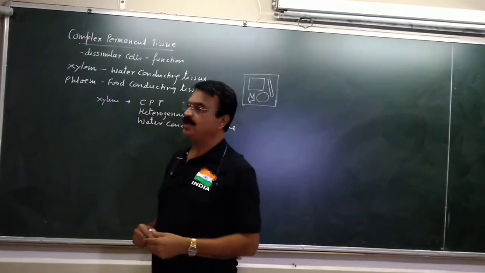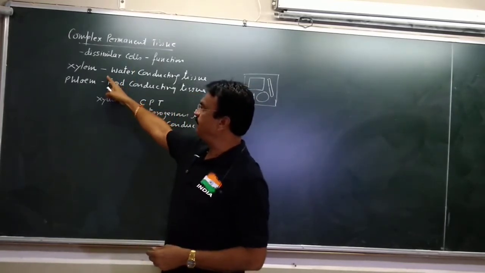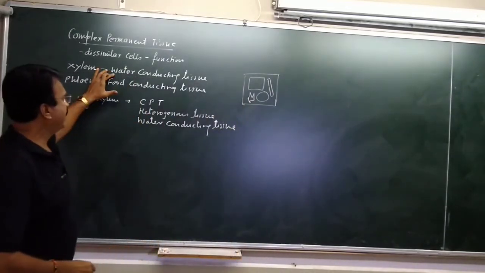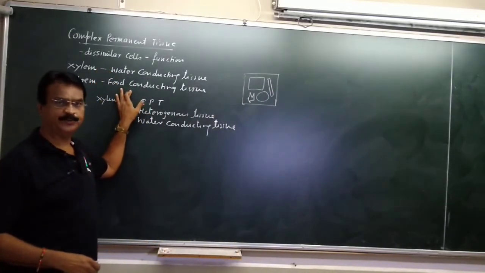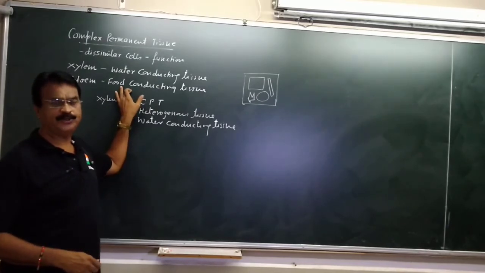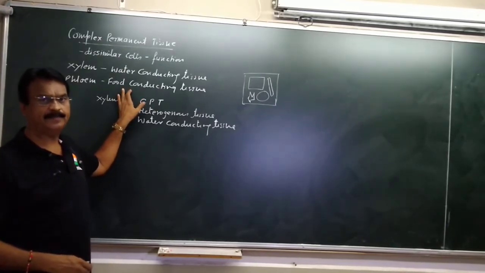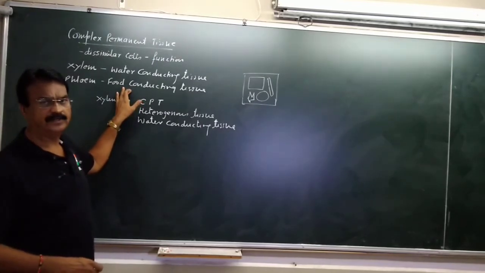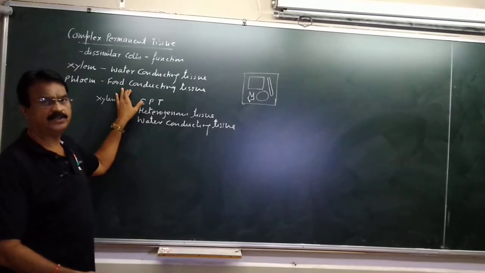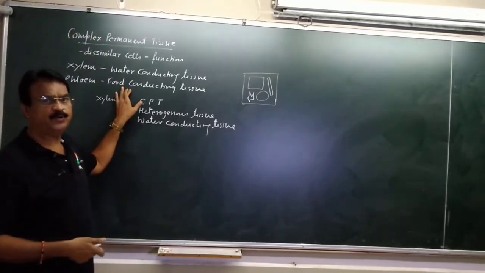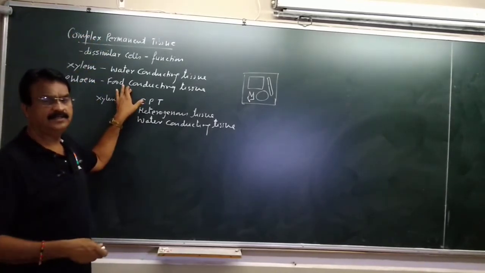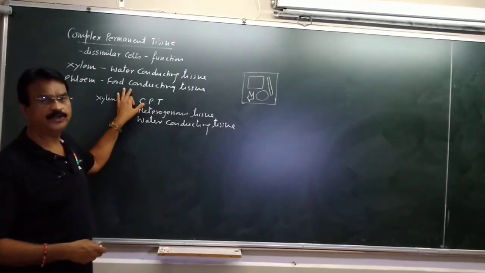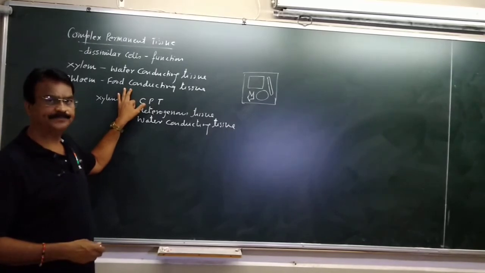Complex permanent tissues are of two types, that is xylem and phloem. Xylem is water conducting tissue and phloem is food conducting tissue. These two types of tissues are well developed in terrestrial plants, because in terrestrial plants there is a need for much water, which is to be absorbed from the soil and lifted up to height. So it needs a xylem tissue, which is a pipeline for the supply of water to the aerial parts.